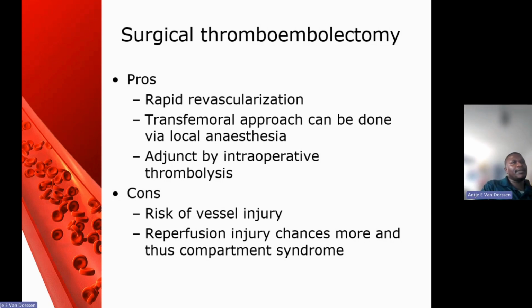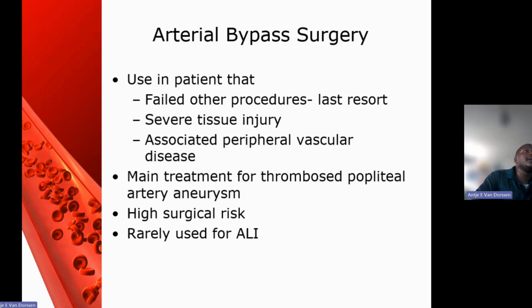And of course, surgical thromboembolectomy has its pros. You will have rapid revascularization, and of course, you understand that the reperfusion injury is then going to be a challenge for this patient. But the good thing is that you can also do it via local anesthesia. I've never seen this being done under local anesthesia though, but the guidelines say that you can do it under local anesthesia. And the consequences are the risk of vessel injury and reperfusion injury. When you have a reperfusion injury, the limb may end up quite swollen, and you eventually get compartment syndrome as well.